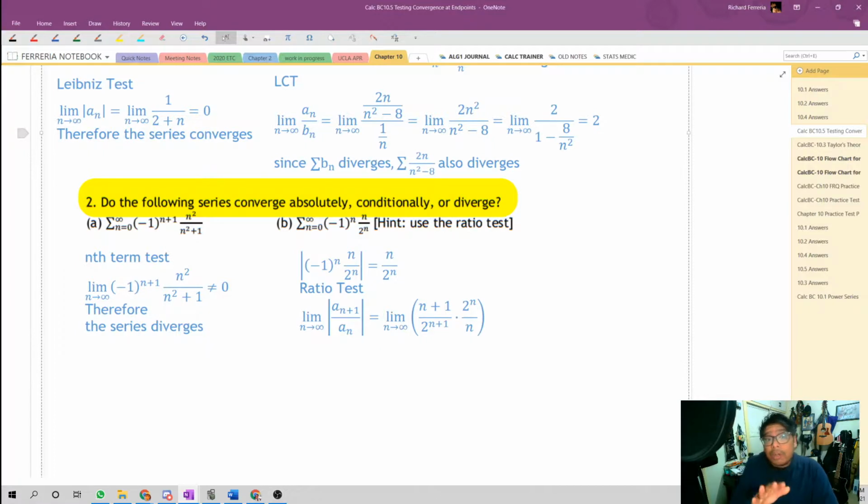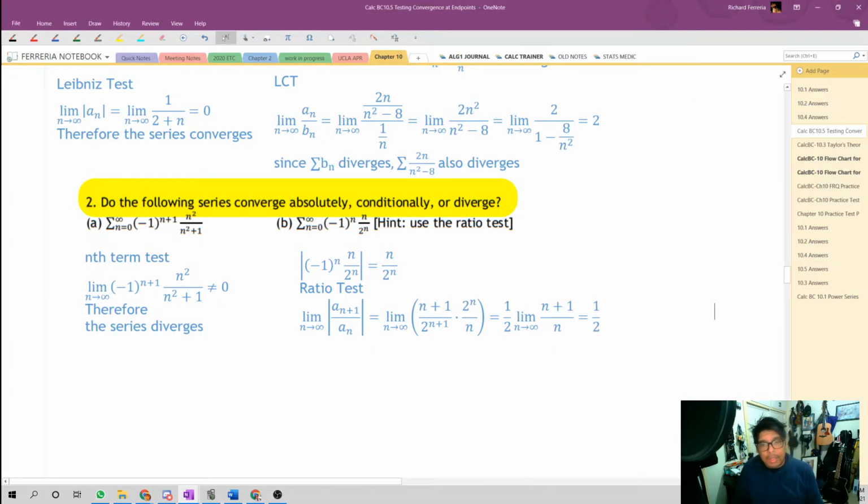Hopefully that didn't go by too fast for you. We know how 2 to the n over 2 to the n plus 1 cancel out. That becomes 1/2. And then all we're left with in the limit is n plus 1 over n. And that limit should be pretty apparent to you. That limit, well, that should be 1. So we get a limit of 1/2.